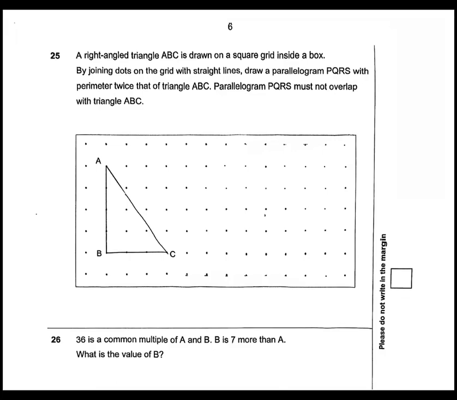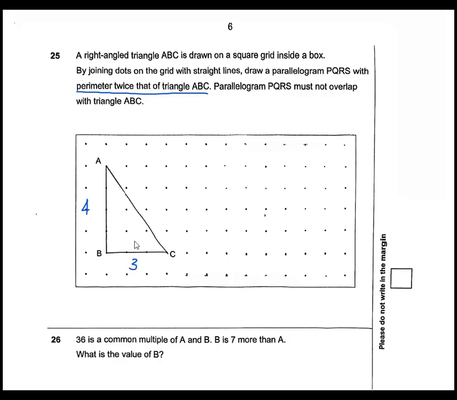So this question is, right angle triangle ABC is drawn on a square grid inside a box. By joining dots on the grid with straight lines, draw a parallelogram PQRS with perimeter twice that of the triangle ABC. Parallelogram PQRS must not overlap with triangle ABC. So now let's see what is the perimeter of this triangle ABC. AB is made of 1 unit, 2 units, 3 units, 4 units. So the length here is 4 units. For BC, it's 1, 2, 3. So it's 3 units.